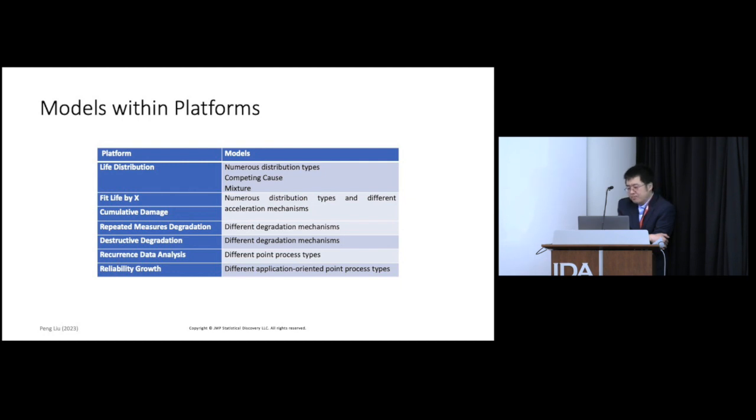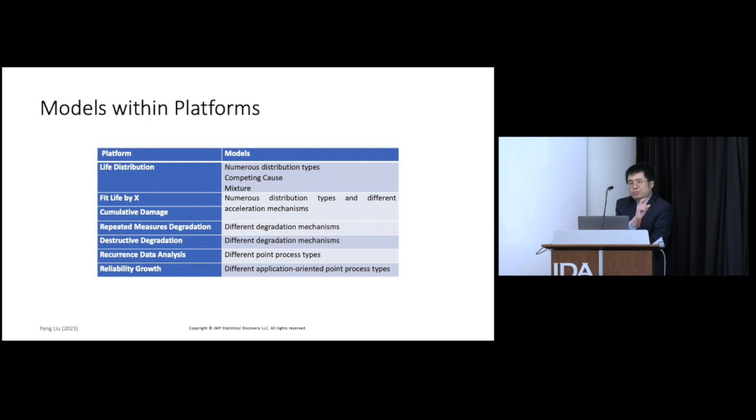And also it supports competing causes. I'm not going down that rabbit hole, but that's another model. Mixed distribution, that's another model. So Life Distribution has more than a few models there. Fit Life by X and Cumulative Damage: we provide numerous distribution types and different acceleration mechanisms.